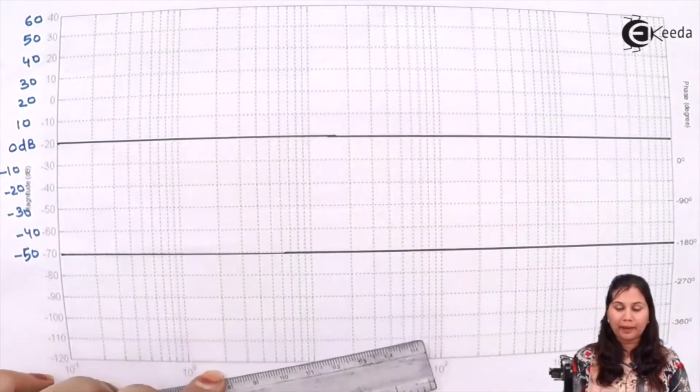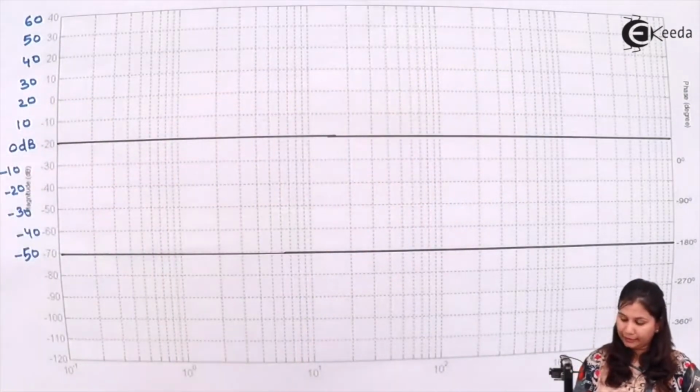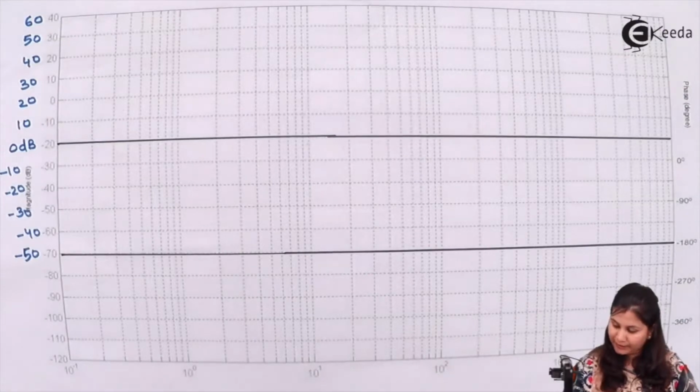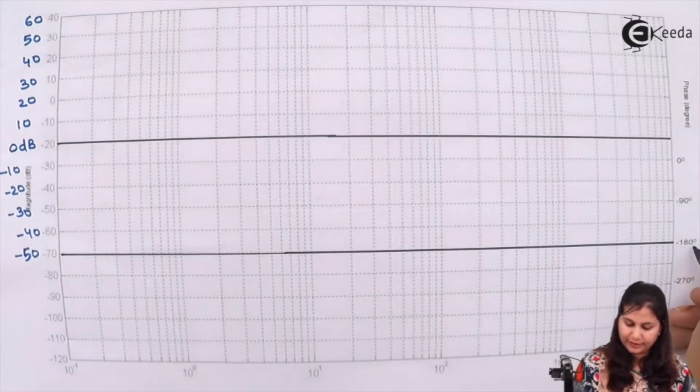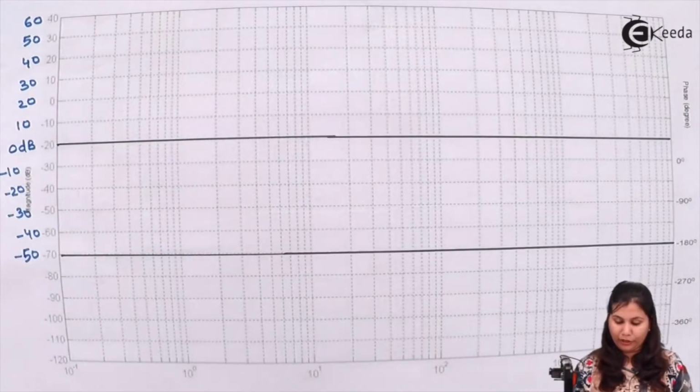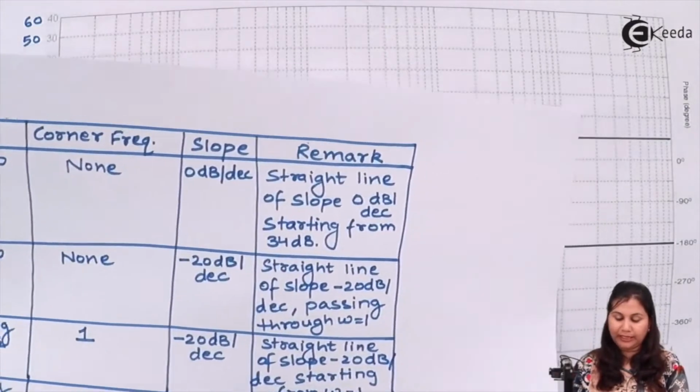So first, the upper part is for the magnitude plot, and the lower part is for the phase plot. This is minus 180 degrees, and here it is 0 dBs. Now let's start drawing the magnitude plot. For magnitude, we have the table like this.